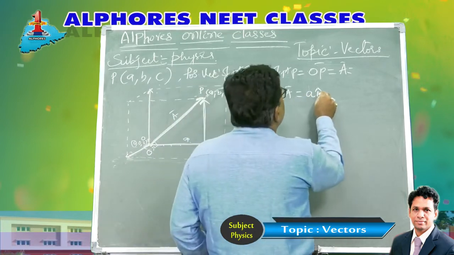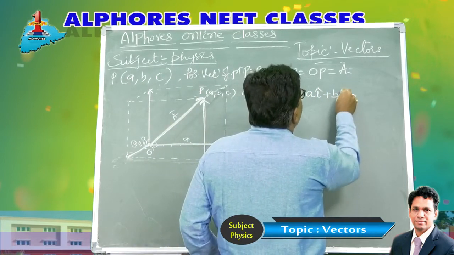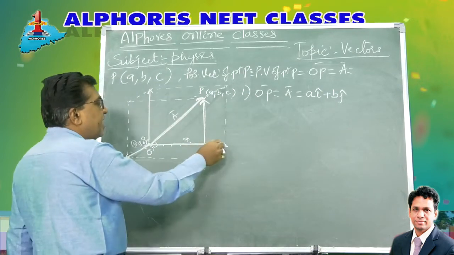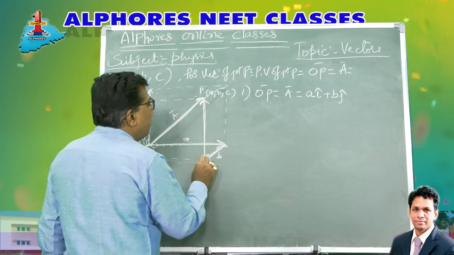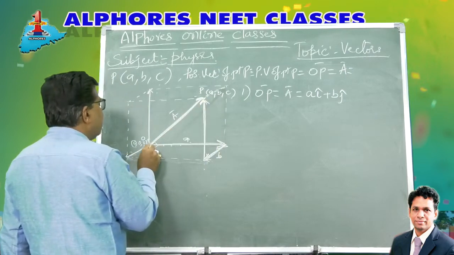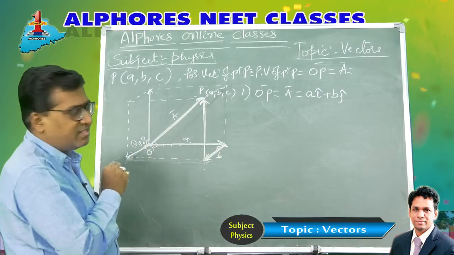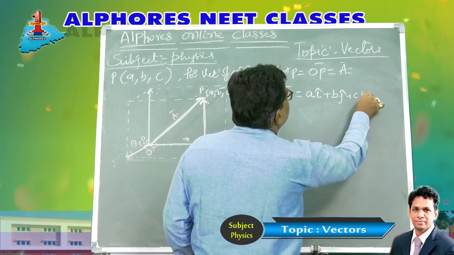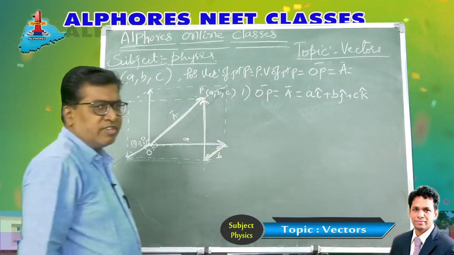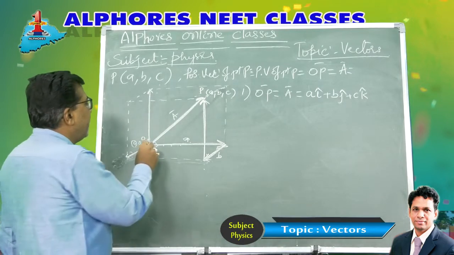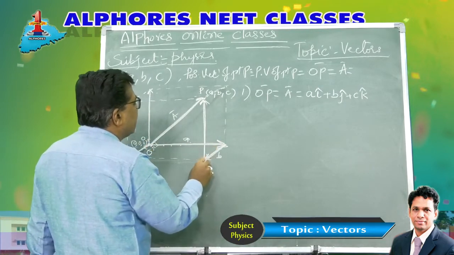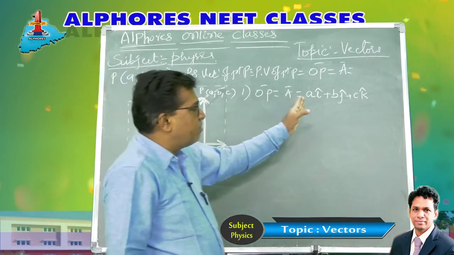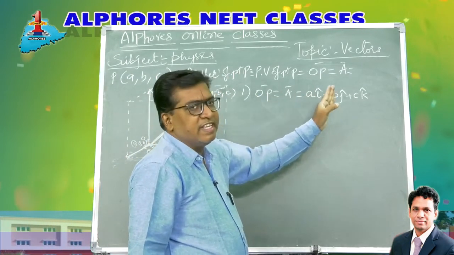A units along x-axis plus B units along y-axis. Along y-axis each unit vector is j, so B along y-axis is bj. Then C along z-axis. Along z-axis each unit is k, so this is ck. Therefore I travel A along x-axis, B along y-axis, C along z-axis. Then the vector is named as A I cap plus B j cap plus C k cap.